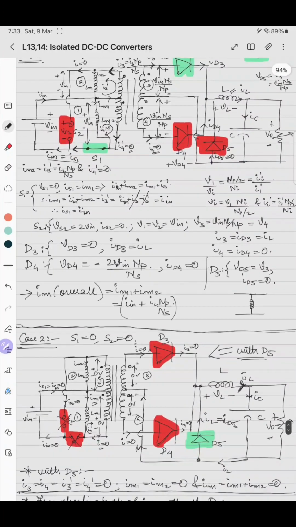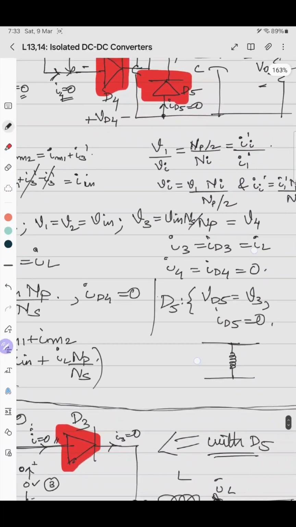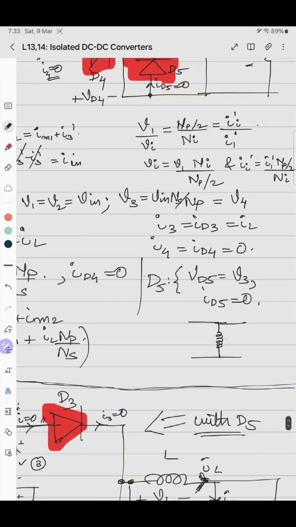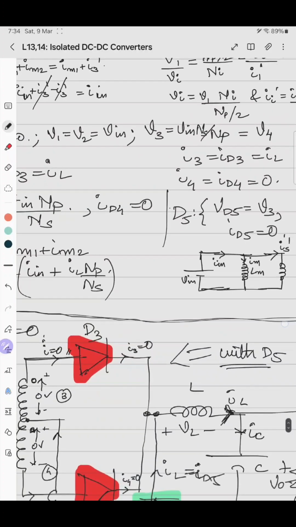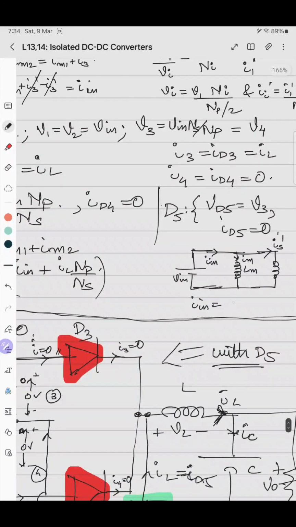So we'll assume that there is an overall magnetizing branch LM. So this is LM and this is the overall reflected component, I secondary dash, and this is the input current, and this is V in. So this was overall IM. Now what is the input current in this case? That is IM plus IS dash.